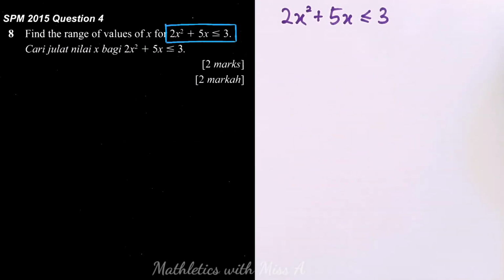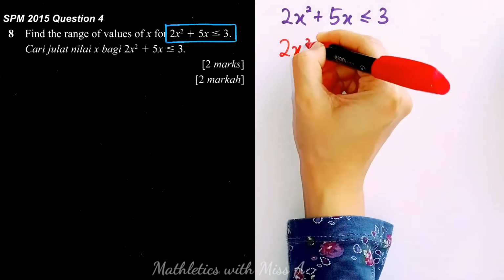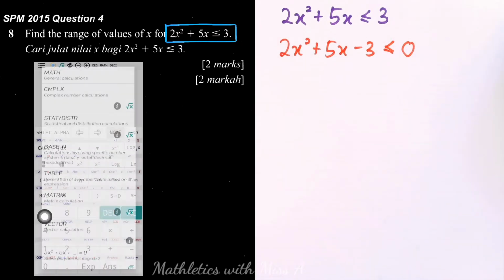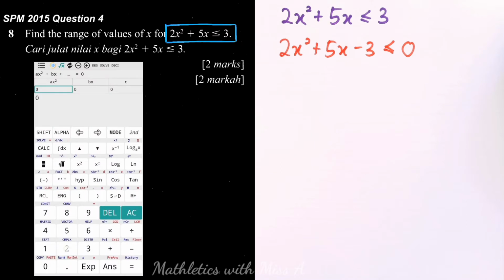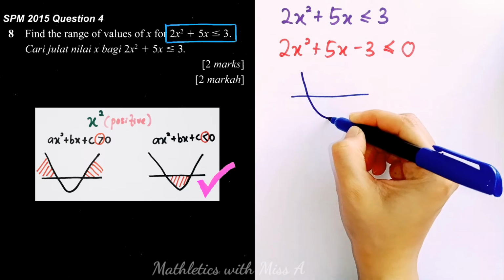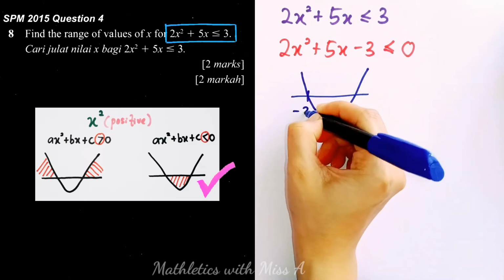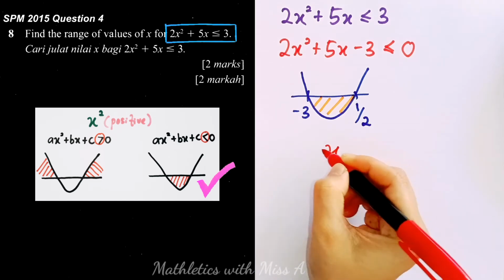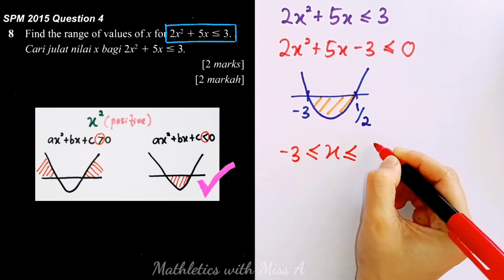Find the range of values of x for 2x to the power of 2 plus 5x equal or less than 3. Then rearrange. So by using calculator, insert the value of a, b, and c to find the value of x. So x equals to negative 3 or x equals to 1/2. Because a shows the positive value, so it will show the smile face graph. So x in between negative 3 and 1/2.